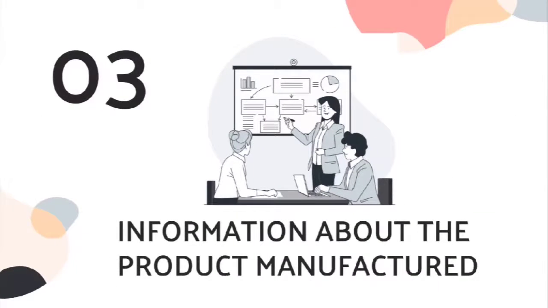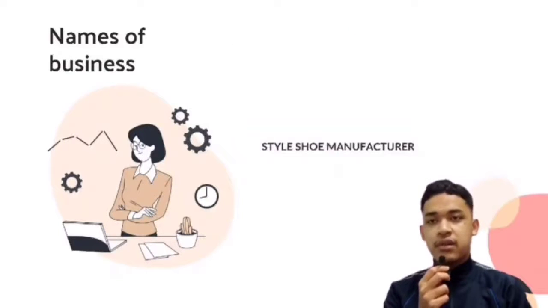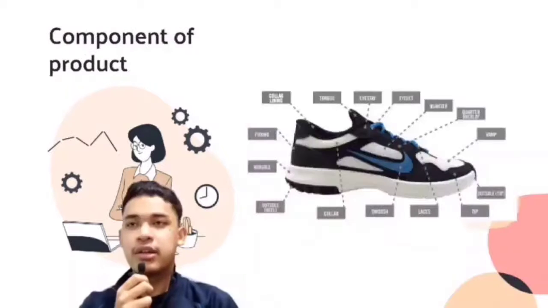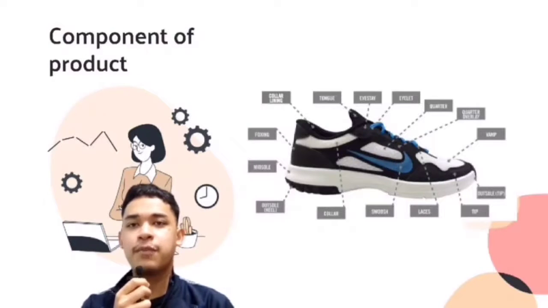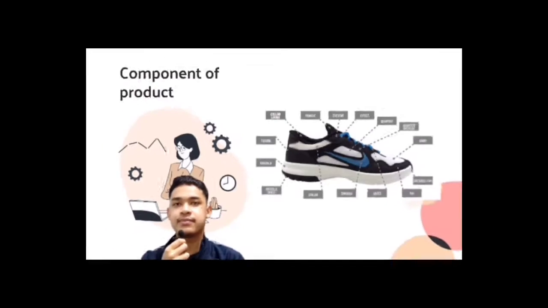Information about the product manufactured. Next, name of business. Our group members decided to choose Style Shoe Manufacturer. The next one, we move to components of the product. The components we use are collar lining, foxing, midsole, outsole heel, collar, swoosh, lace tip, outsole tip, vamp, quarter overlay, quarter, eyelet, eye stay and tongue.